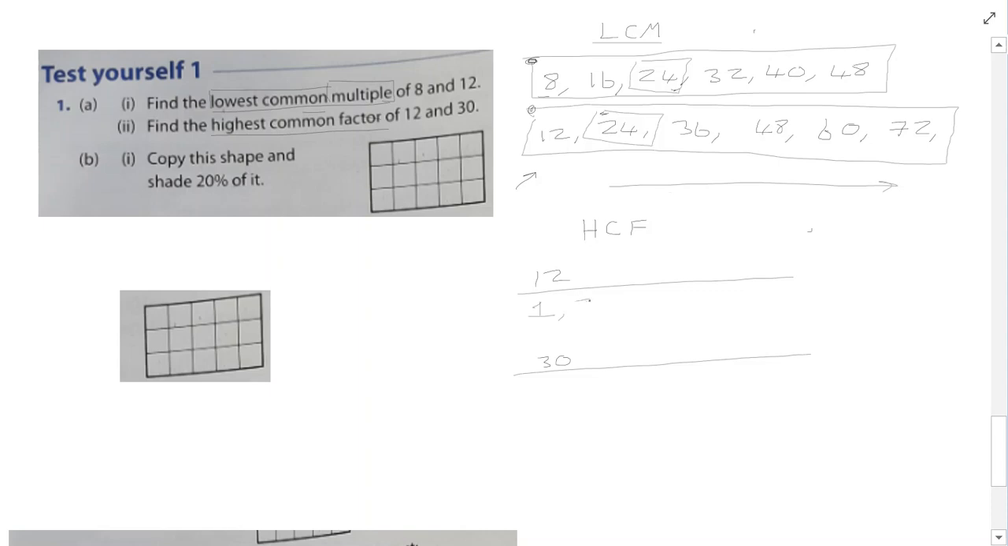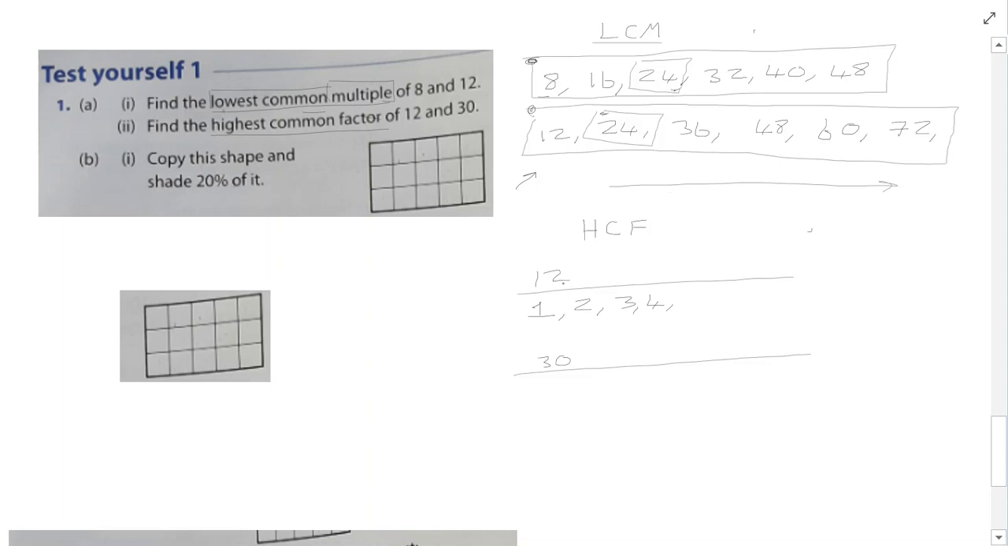So therefore 2 is a factor. Will 3 divide in evenly into 12? It will, it'll go 4 times. So therefore 3 is a factor, we include it. Is 4 a factor? 4 will go in 3 times, so 4 is a factor as well.